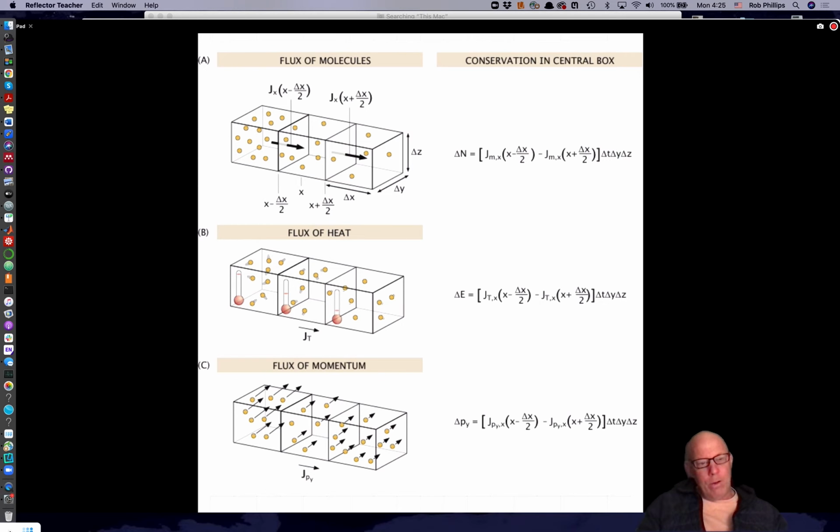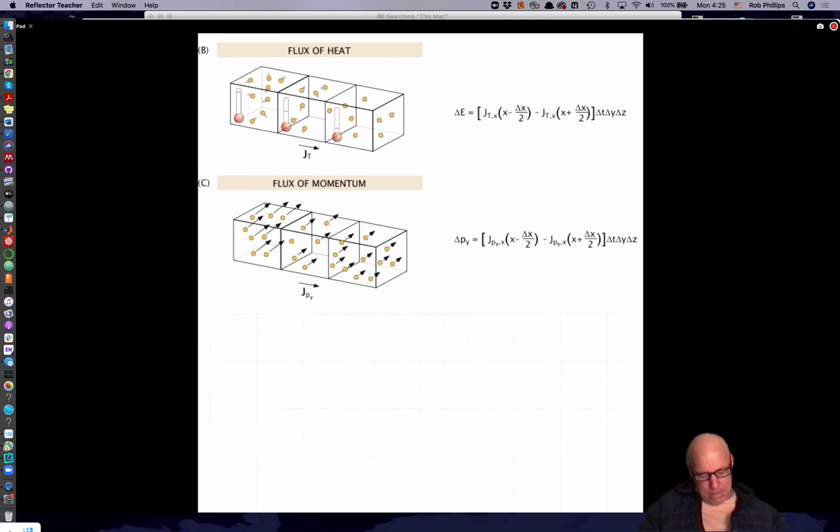We can have flow of material in the form of mass. We can have flow of concentration or number of solute molecules. We can have flux of heat across a particular interface or flux of momentum.